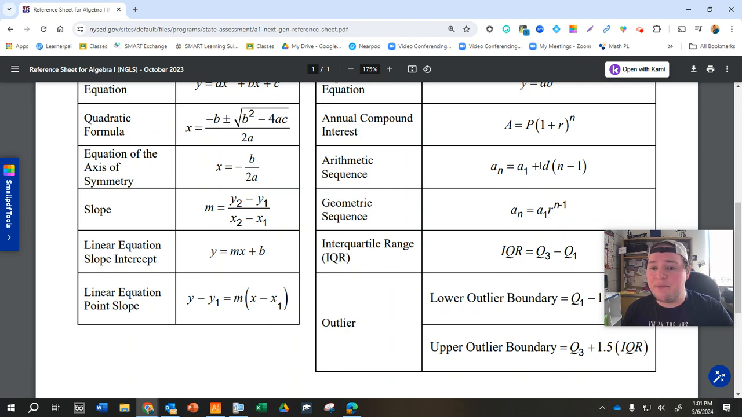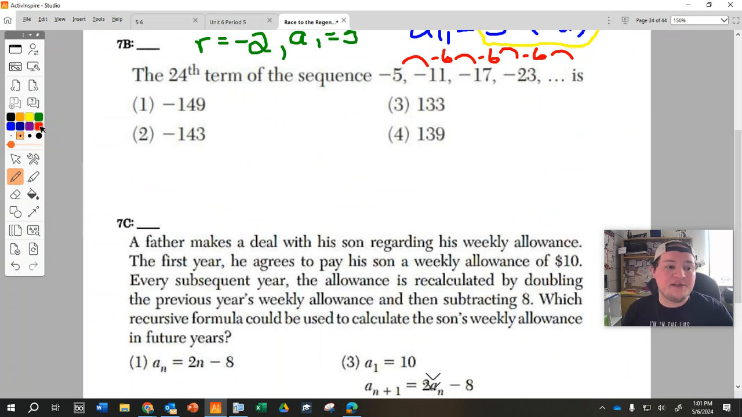a sub n equals a sub 1 plus d times n minus 1. I have it memorized, but if you don't, you'd have to be flipping and rewriting it. So my formula is a sub n is a sub 1 plus d times n minus 1. There's the formula. Now we're going to fill in this formula with the different ingredients we need.